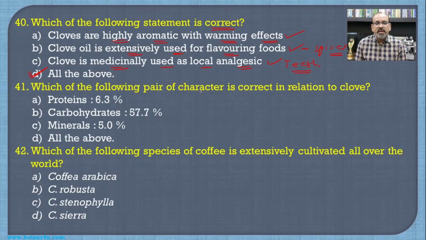Which of the following pair of characters is correct in relation to the clove? If you see the chemical composition of the clove, it contains 6.3% protein, 57.7% carbohydrate and 5% minerals. So all these are correct, and hence all the above becomes the answer for this question.